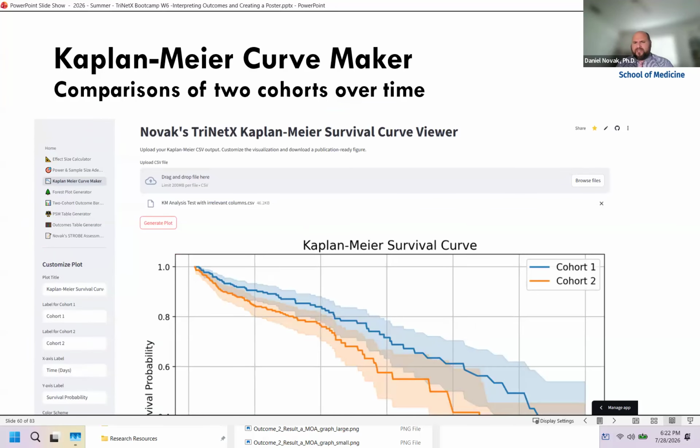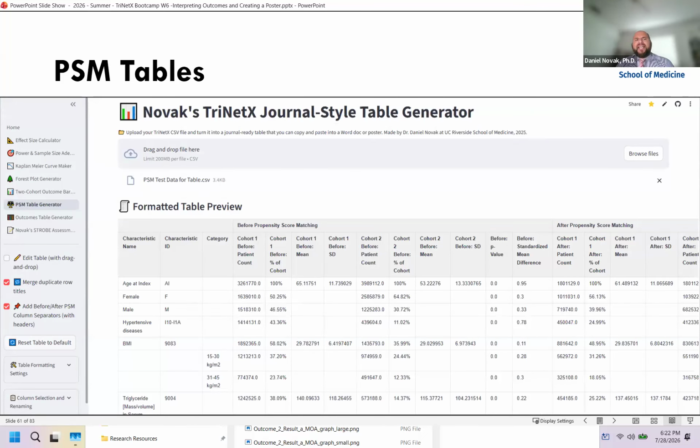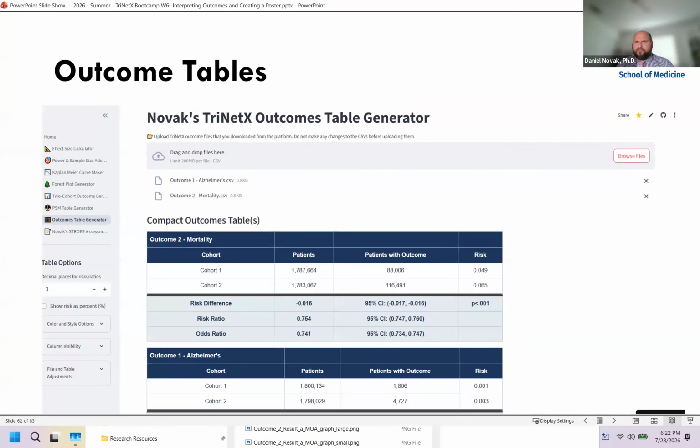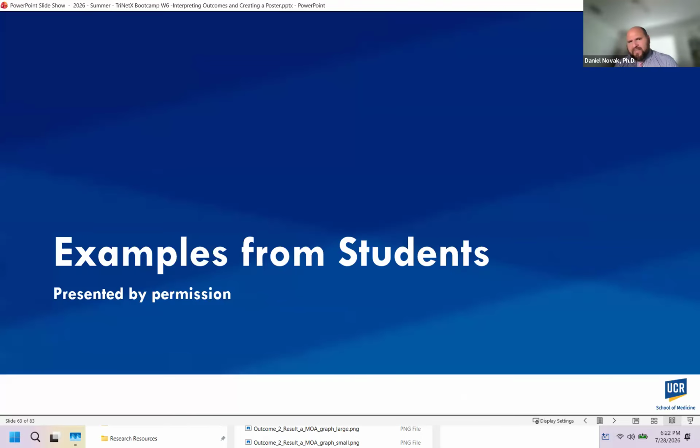Kaplan-Meier curves, as I explained earlier, are a really great way to show change over time in terms of population impact. So you can use the TriNetX publication toolkit. And again, like I mentioned earlier, propensity score matching tables can be a really, really economical way to do this in your journal articles. So consider just using the simplest necessary tool for that.